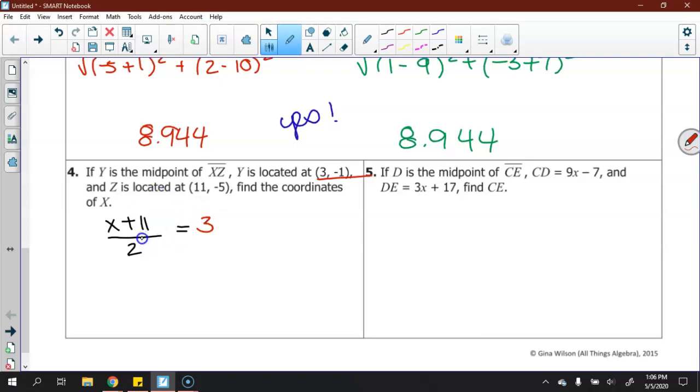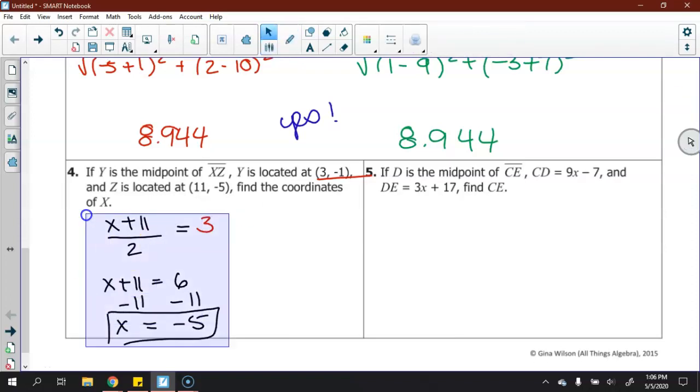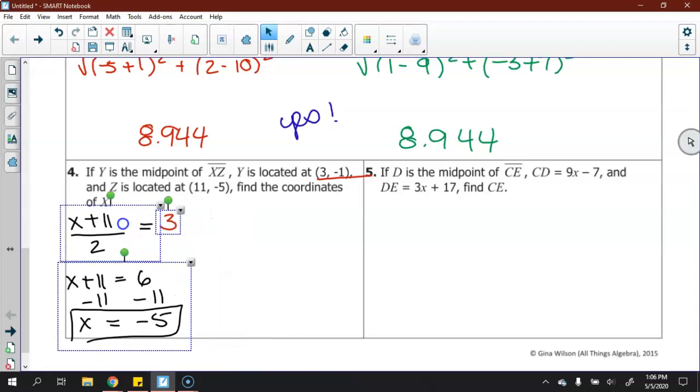All right, so we're going to have to multiply the 2 up by the 3. So I've got x plus 11 equals 6. Subtract off 11 on both sides. So I get x equals -5. Now I'm only half done. So that's kind of the stinky part because you do need to find the entire coordinate, and that entire coordinate involves x and y.